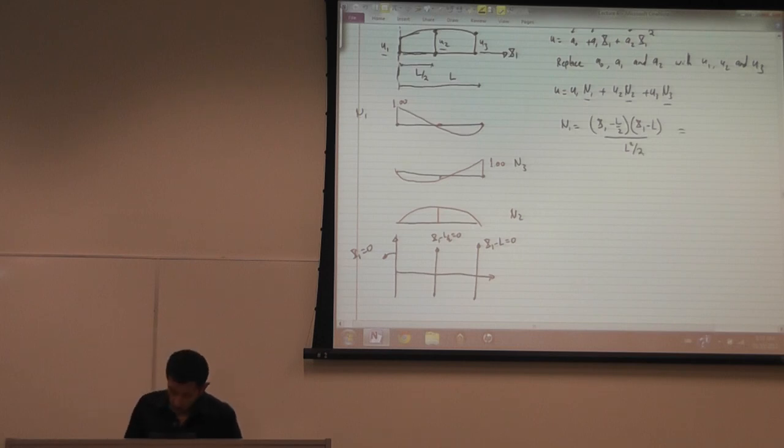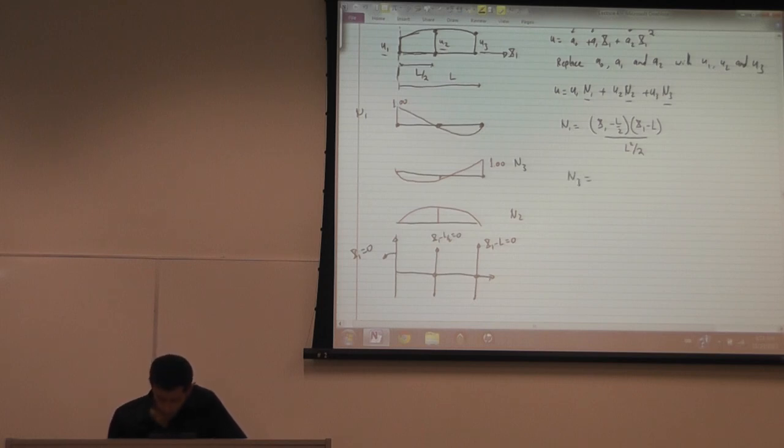When you multiply this line by this line, you get this N1. You get it equal to 0 when x1 is equal to l over 2, and you get it equal to 0 when x1 is equal to l, and you get it equal to 1 when x1 is equal to 0, so negative l over 2 multiplied by negative l is l squared over 2, divided by l squared over 2. So this is the first parabola for this first shape function.